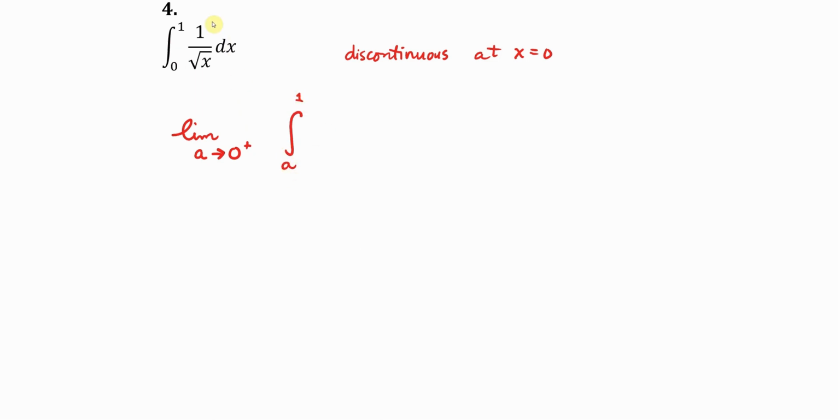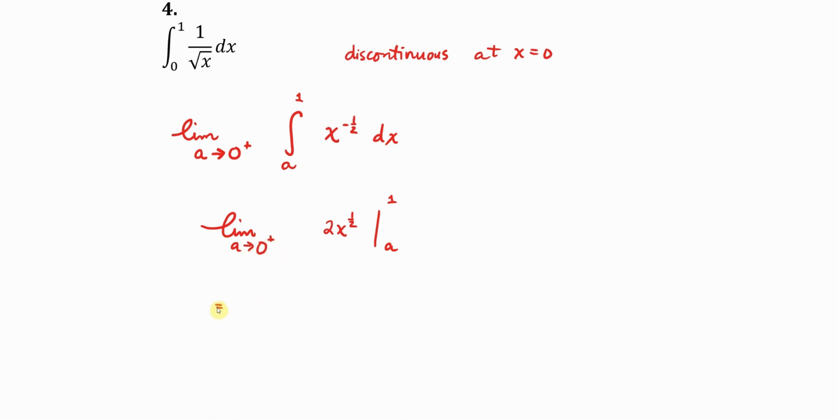And I'm going to rewrite this expression here, instead of 1 over the square root of x, I'm going to write it as x to the negative 1/2 dx. Okay. So working out the antiderivative, this is going to be 2x to the 1/2 evaluated between a and 1, using the limit as a approaches 0 from the positive side.